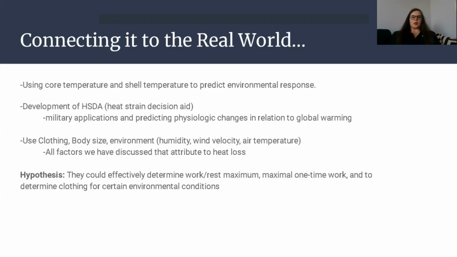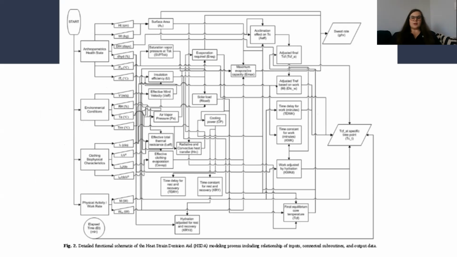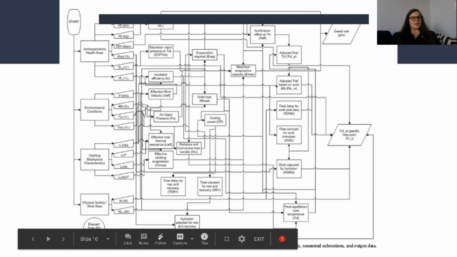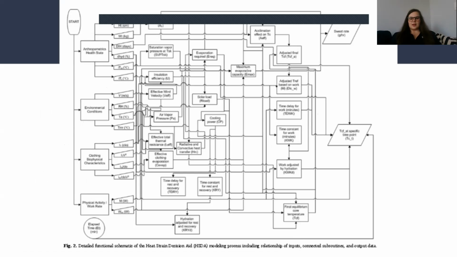But what you should focus on is that they're using these factors that contribute to heat loss to examine what's happening physiologically. So their hypothesis was that they could determine work rest maximum, maximum one-time work, and then determine clothing for certain environmental conditions, and then use that to see what's happening between the different environments. So this is really confusing to start off with, but my whole point of adding this in here was only to show how much went into it mathematically, what they were looking at. So I thought that was kind of interesting.